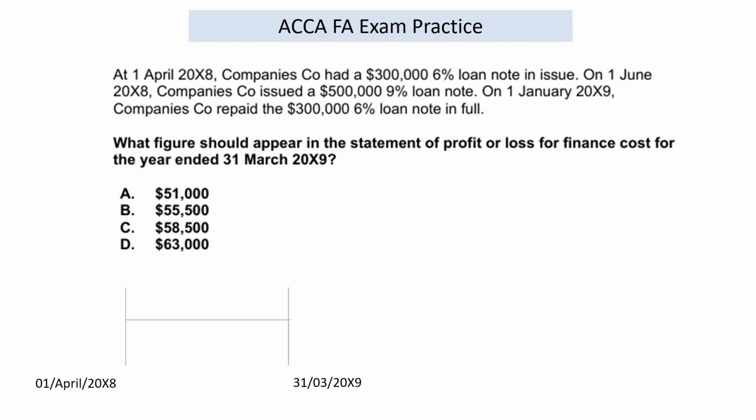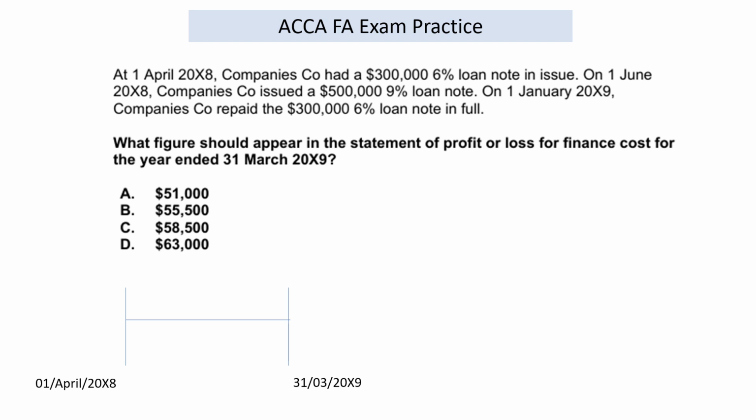Now, when it comes to the financial accounting paper, the first thing you need to do is to always establish the accounting period. So here the accounting period runs from 1st of April 2008 to 31st of March 2009. There is quite a lot of information here, but let's focus on each loan note individually. So let's focus on the $300,000 6% loan note. One thing you have to bear in mind is that whenever you're quoted 6%, it's always per annum.